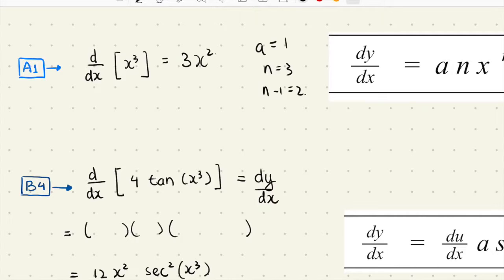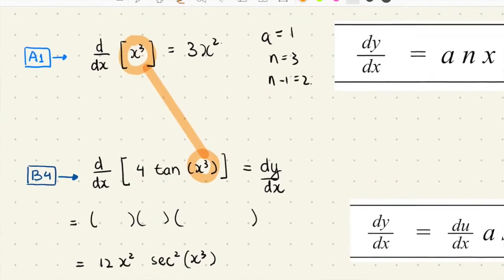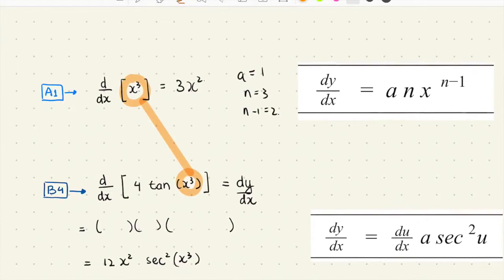The next one will be d/dx of 4 tangent x cubed, which is dy/dx. Then to do that, we apply formula B4. dy/dx is equal to du/dx. du/dx is 3x squared.